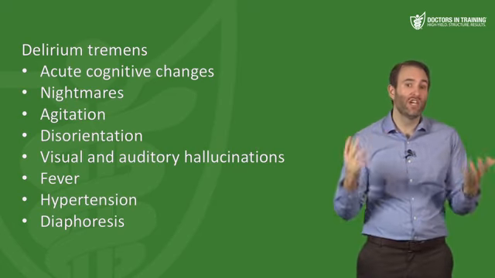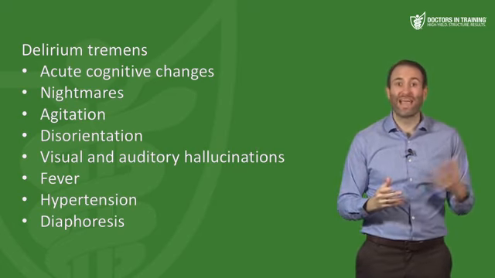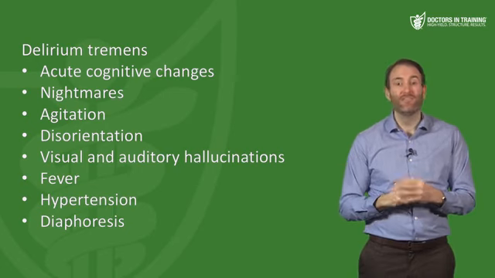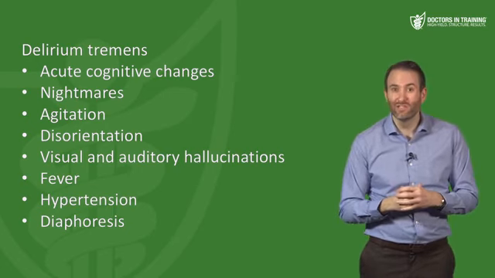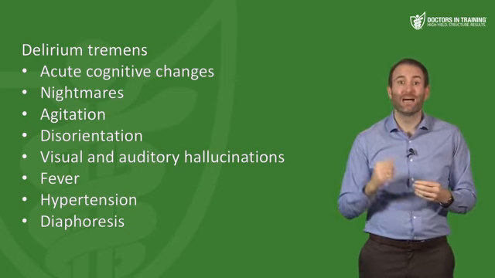Let's talk about delirium tremens. So there are some things we need to do for withdrawal, though, if it's severe. First and foremost, you need to realize that alcohol withdrawal can be life-threatening. We've already mentioned that the withdrawal symptoms include things like anxiety, tremor, agitation, and maybe some tachycardia. Severe withdrawal can cause delirium tremens. Patients will have acute cognitive changes, confusion, nightmares, agitation, disorientation, even visual and auditory hallucinations, fever, hypertension, and diaphoresis.